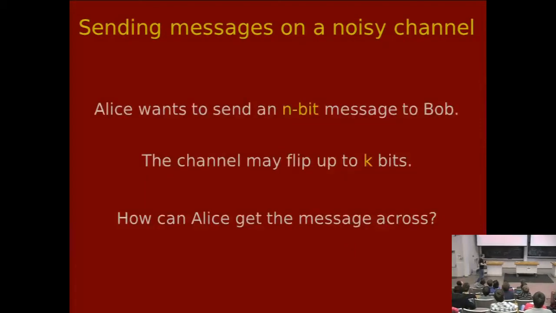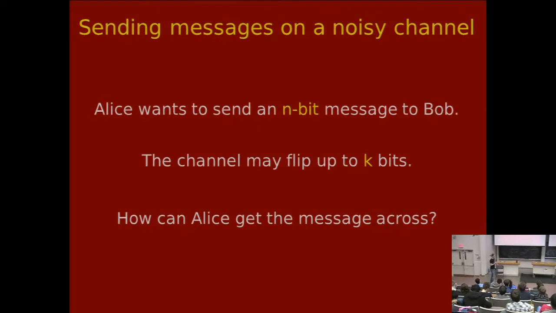Okay, so let's think of the setup. Now I'm going to imagine that Alice wants to send an n-bit message to Bob. We're going to think about bits, and we're going to imagine that when it gets sent, some k of the bits can get corrupted, which basically means flipped to the opposite value. So how can Alice still get her message across by adding some redundancy? This is, again, the problem that we want to solve.